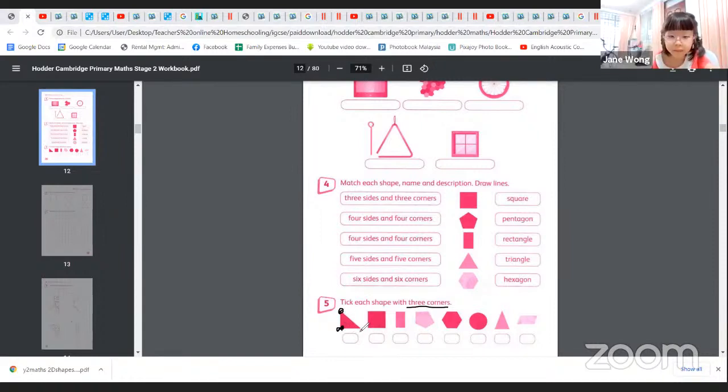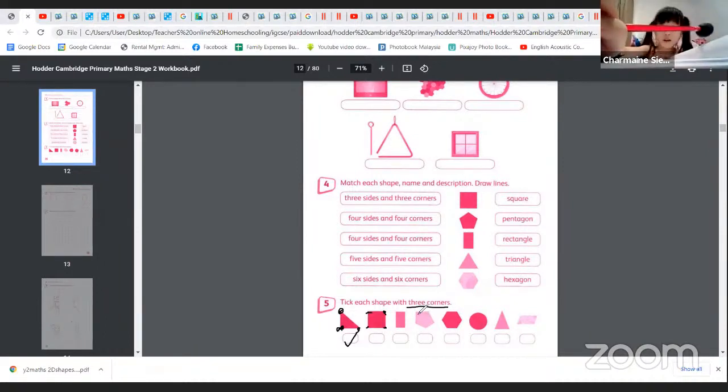Okay, three corners. Yes, 1, 2, 3, and you tick. This one, you count how many corners? Okay, here 1, 2. Good, triangle is 3. But square, we count 1, 2, 3, 4. Then don't do anything. Understand? Okay, I understand.